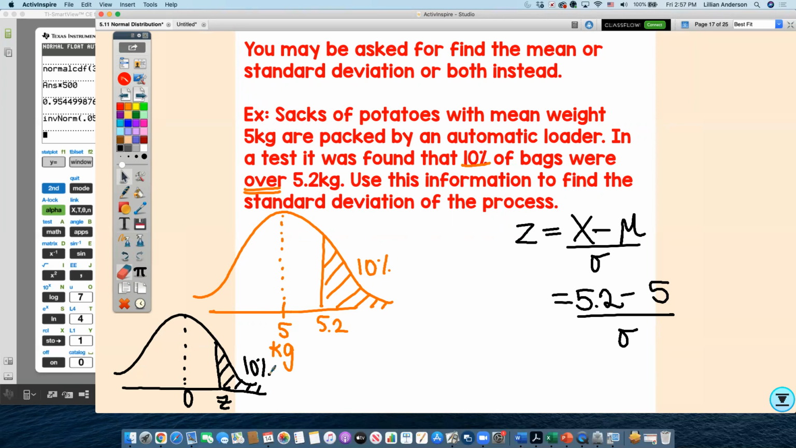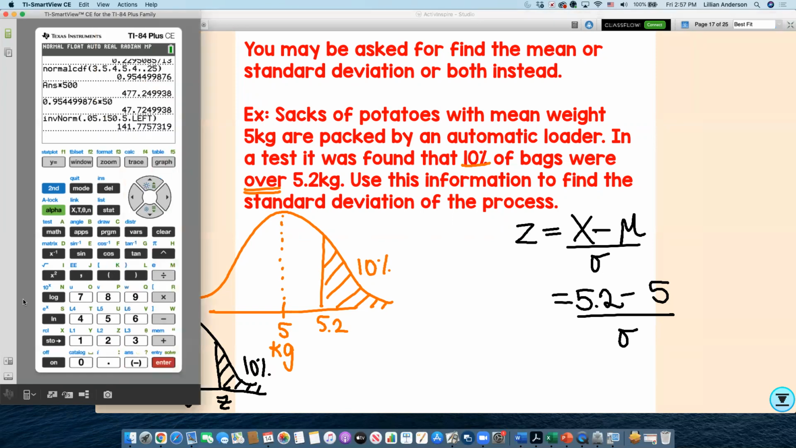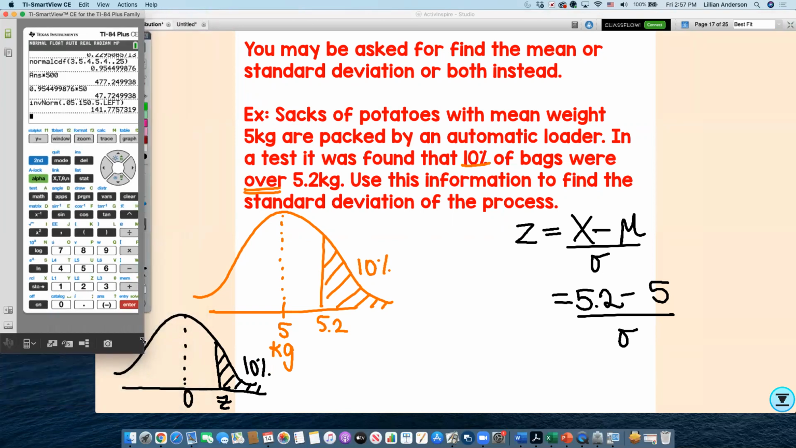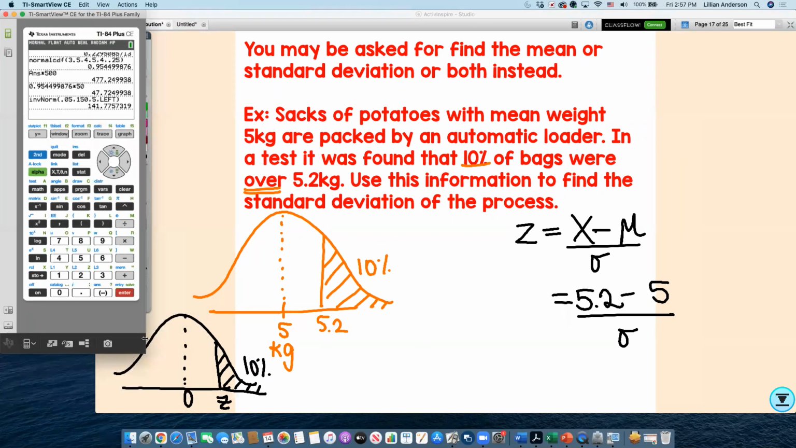So to find the Z value, to find this unknown value on my X-axis, I have to do inverse norm. I have to do inverse norm because again, I know a probability and I'm looking for an X value. Technically I'm looking for a Z value, but same thing. So I go to second vars, option 3.